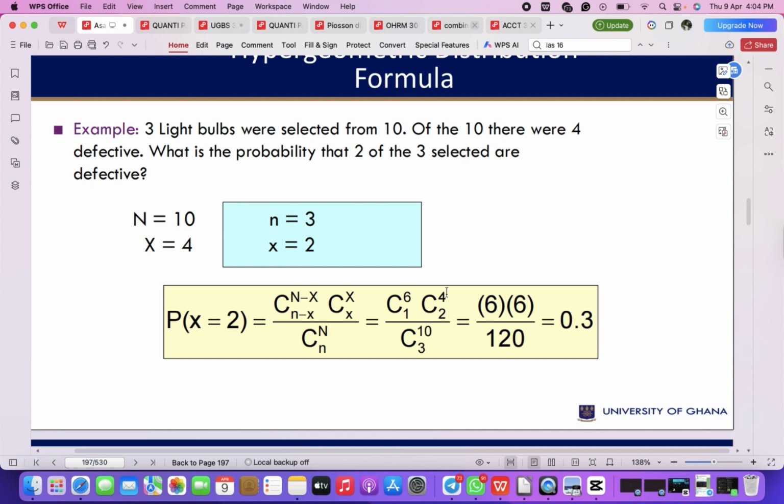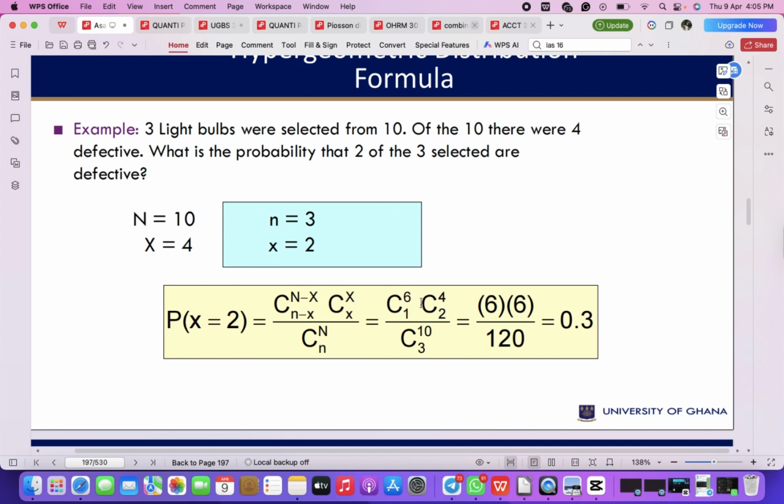So if you take a good view, you could know that we were saying 4 were defective, so the 4 choose, and they are asking what's the probability that 2 of the 3 are defective. So 4 choose 2, that's the number of bulbs that are defective, the 2 that they are thinking will be defective, right? And then the difference is 6 choose 1. So this is success and this is failure, something like that.